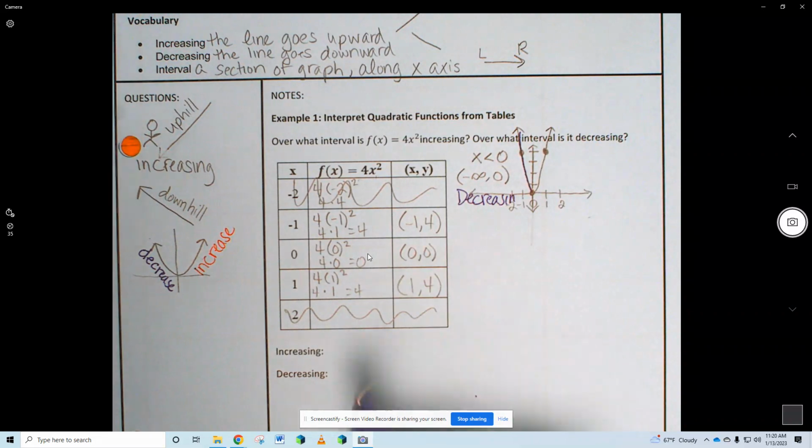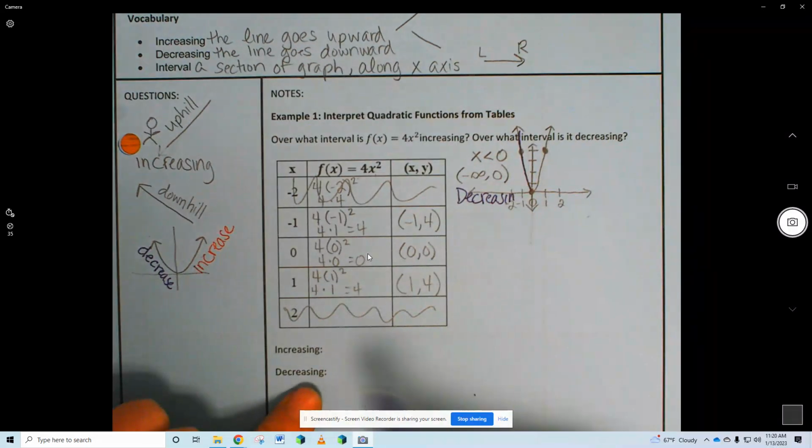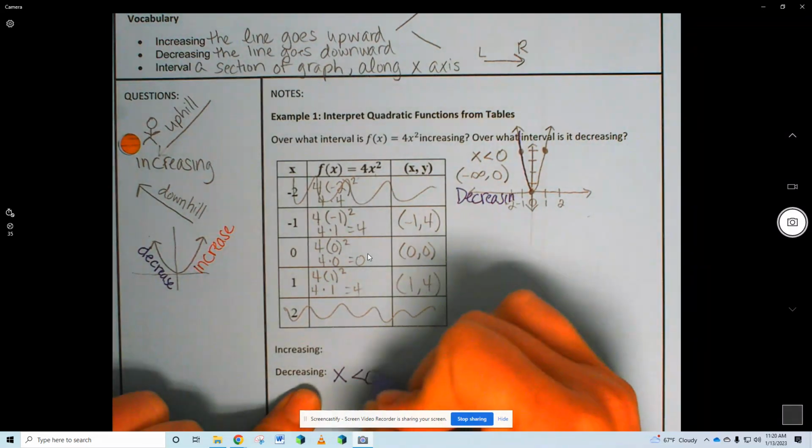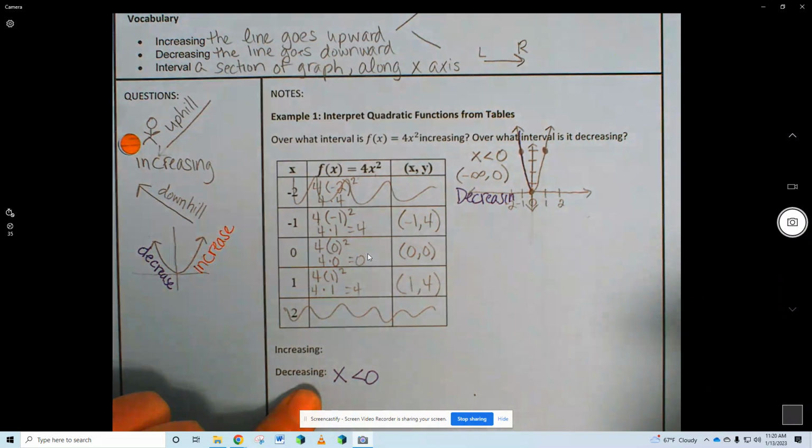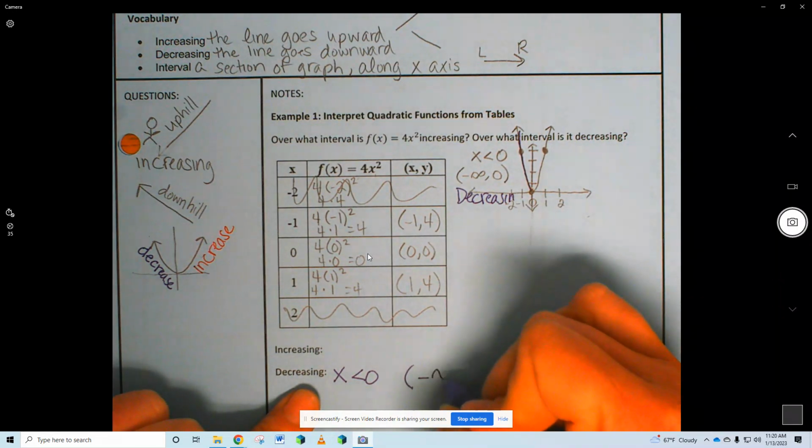Where is the graph decreasing? Down here at the bottom. It is decreasing. X is less than 0. All the numbers less than 0: negative 1, negative 2, negative 3. And I write it as negative infinity, comma 0.